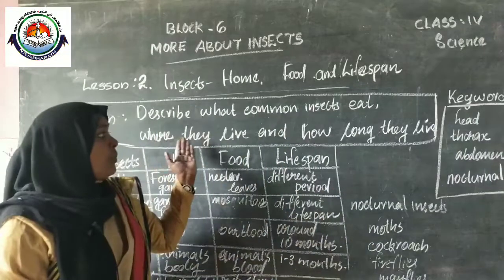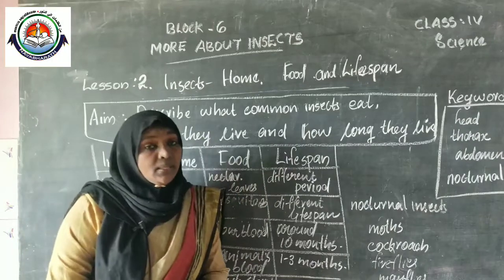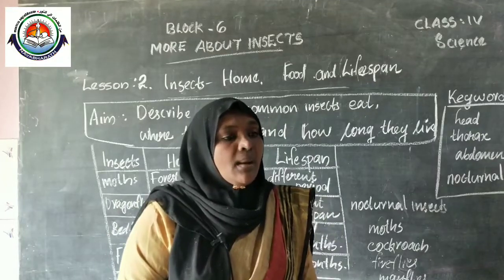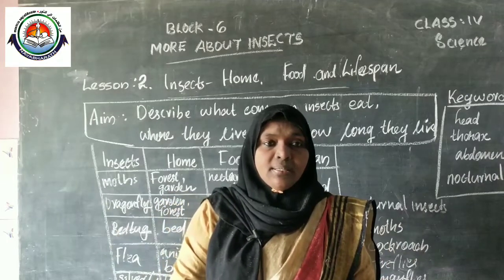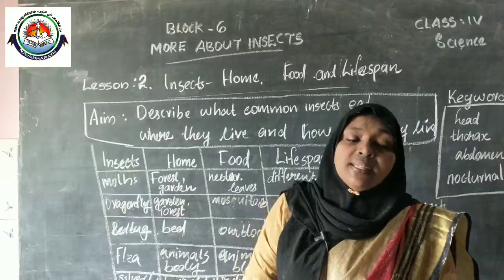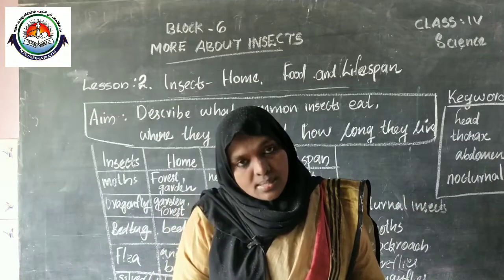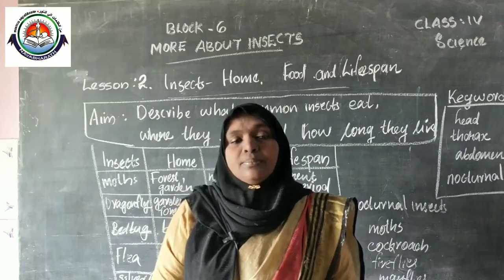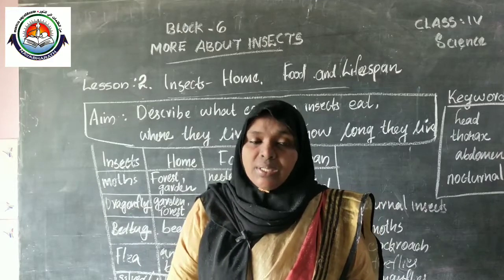Where is the home of the insects? What do they eat and how do they live? That is their lifespan. Okay dear, please complete your S2. First question we already did. It is very easy to write. Then why is the use of insecticides and pesticides in large amounts discouraged? Okay, please complete it. Then find out the answers of practice questions 3 and 4.